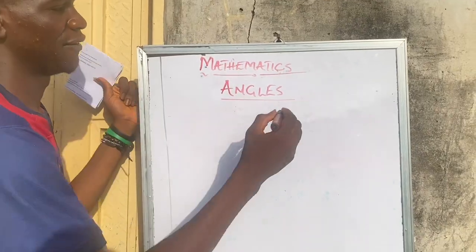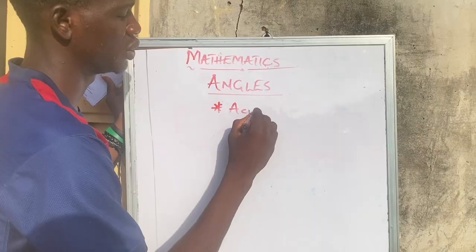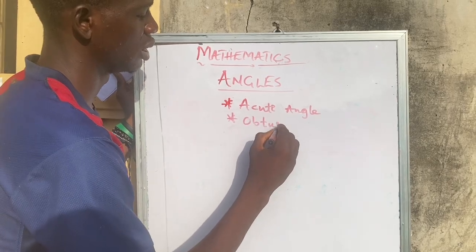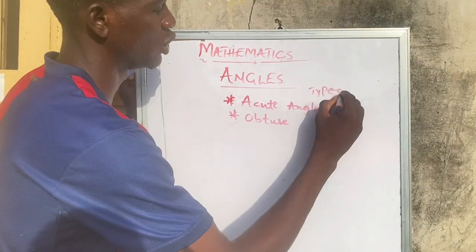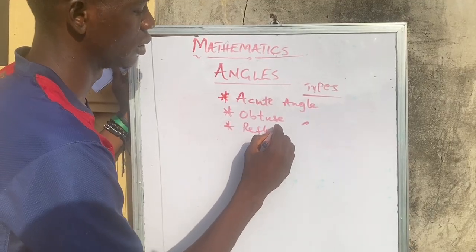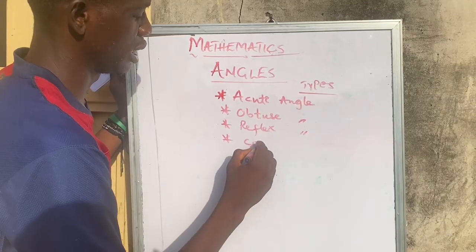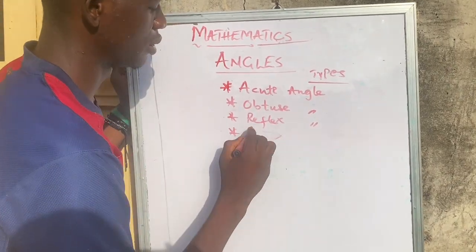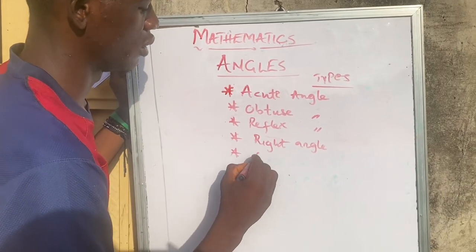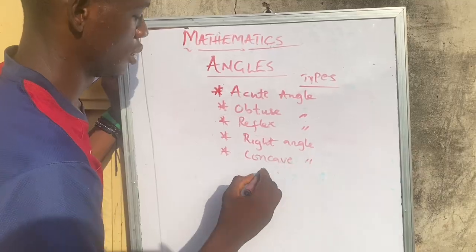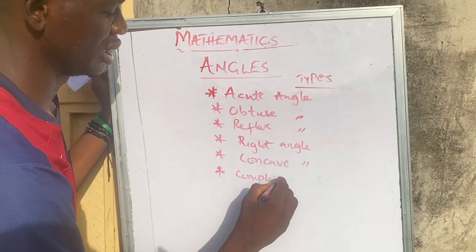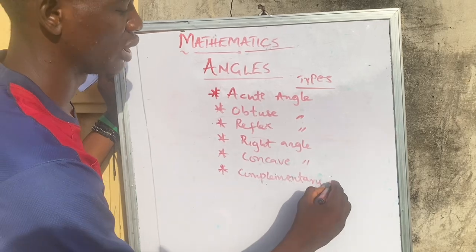Let me start with the acute angle. You have the obtuse angle. These are the types I want to consider today. I just want to do a review for you. You have the reflex angle. You have the right angle. You have the concave angle. We have complementary angle. These are the ones that have to do with that question I sent to you.